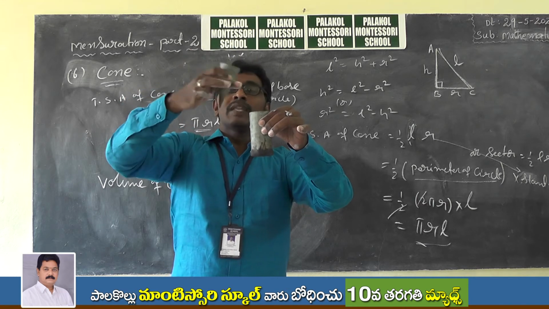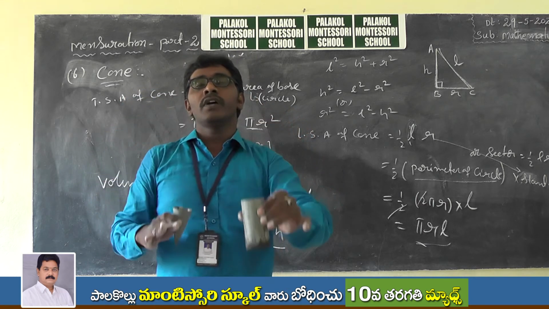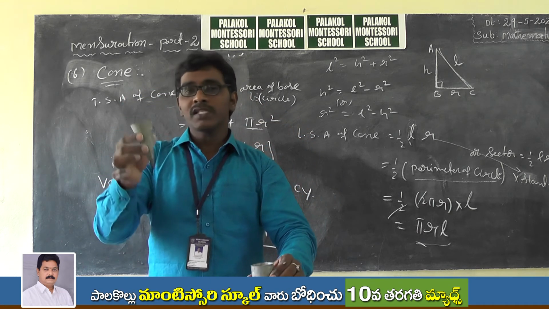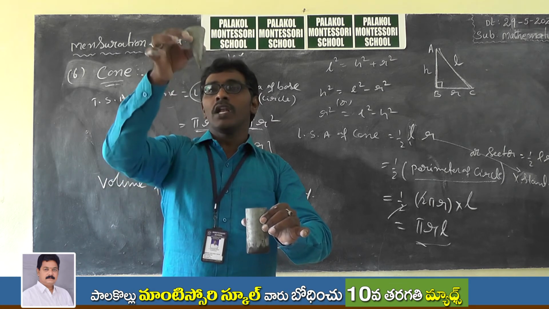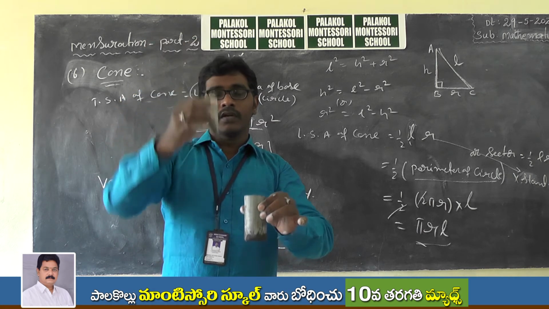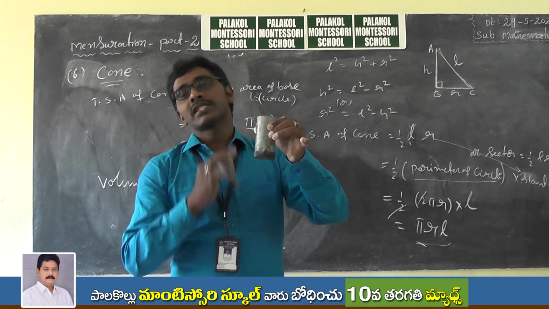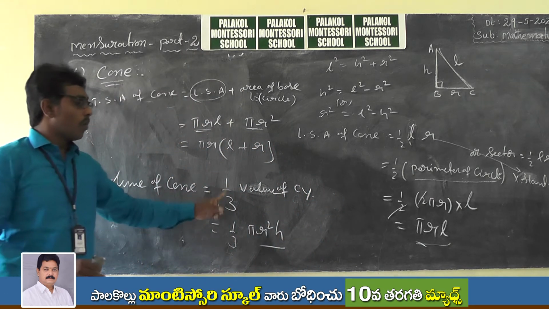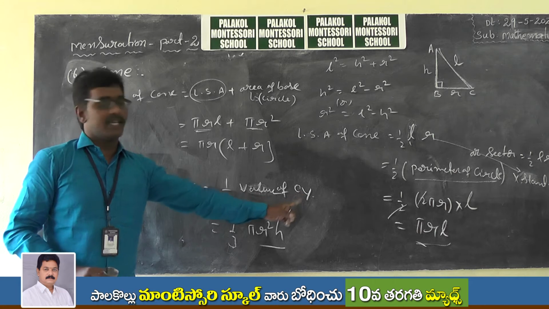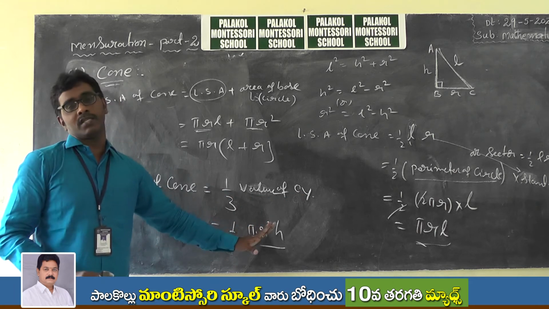So it completely fills with water. How many times does it complete? 3 times. So the volume of the cone is 1/3 of the volume of the cylinder. That's why I am writing the volume of the cone is equal to 1/3 of the volume of the cylinder, so 1/3 of pi r square h.